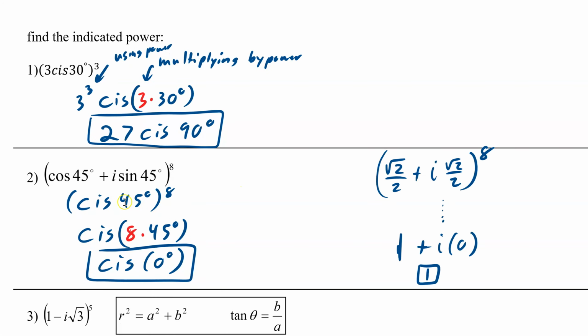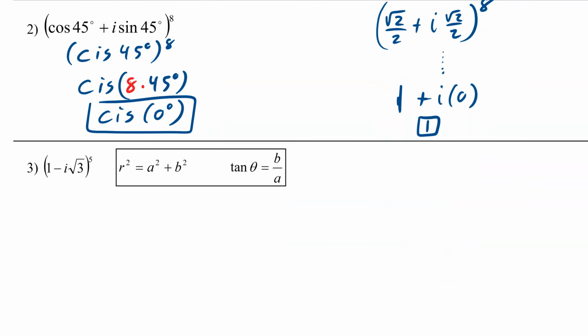So where it benefits is you would actually have to do rad 2 over 2 plus i rad 2 over 2 to the power of 8. And so think about that, multiplying this 8 times, right? You can even use binomial expansion, but it's still painful. But what do you get? 1 plus i to the 0, because it's from here. So cosine of 0 is 1, and sine of 0 is 0. So you get 1. This is 1.